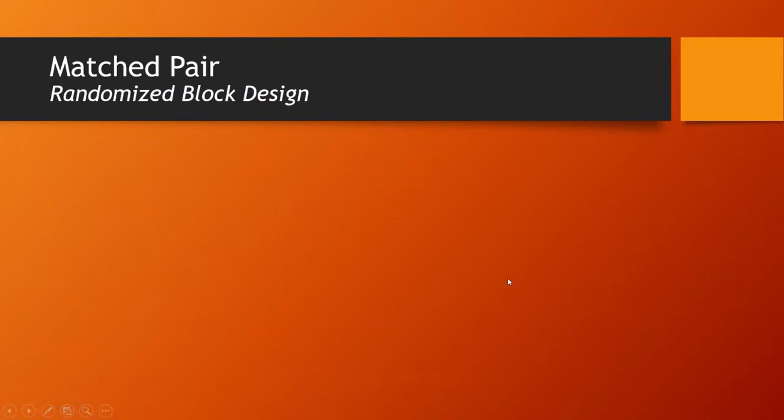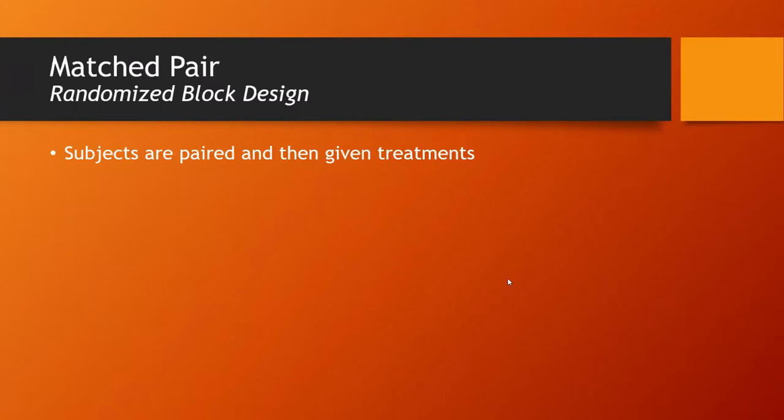One kind of block design is called matched pair. What matched pair does is have us pair up the subjects, and then give each one of the pairs one of the treatments.